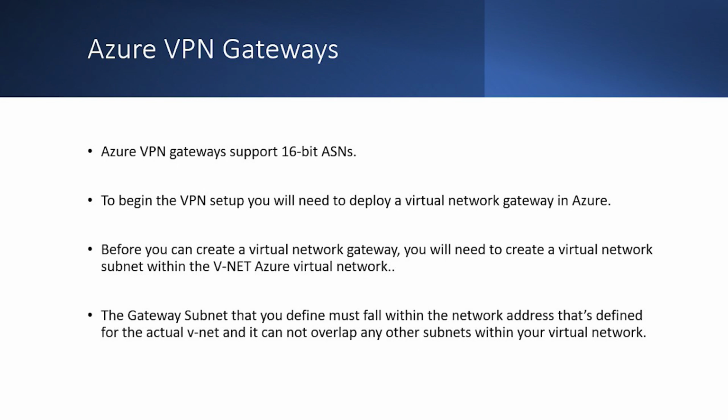To begin the VPN setup, you will need to deploy a virtual network gateway in Azure. Before you can create a virtual network gateway, you will need to create a virtual network subnet within the Azure Virtual Network. The gateway subnet that you define must fall within the network address that's defined for the actual VNet, and it cannot overlap any other subnets within your virtual network.